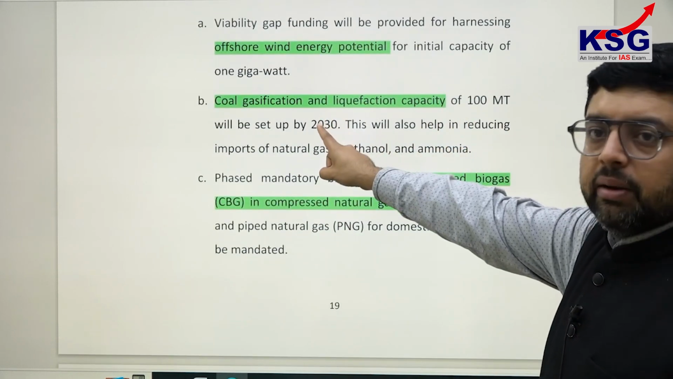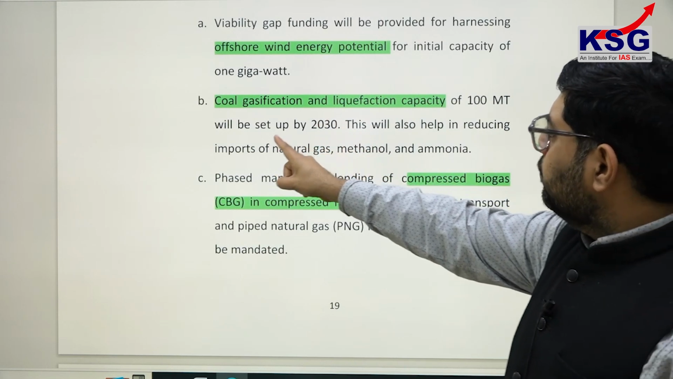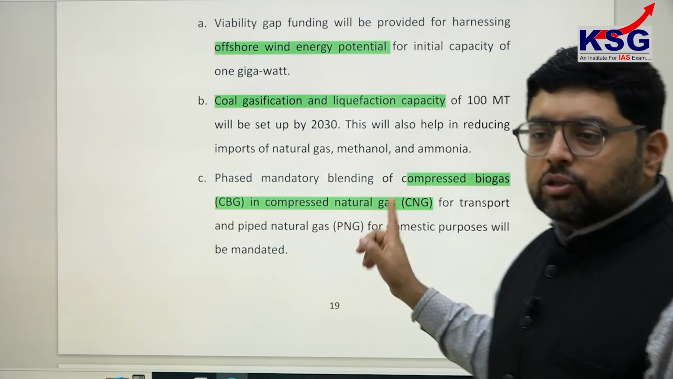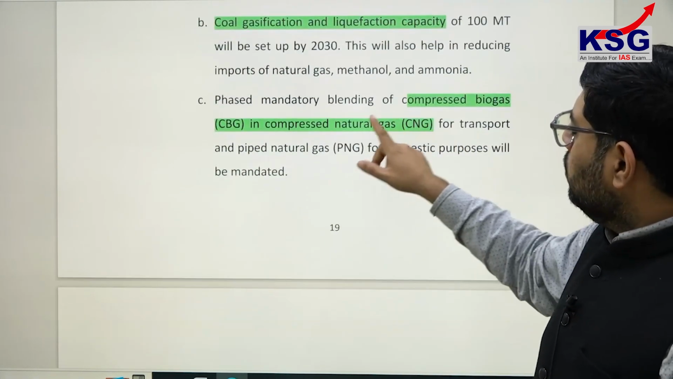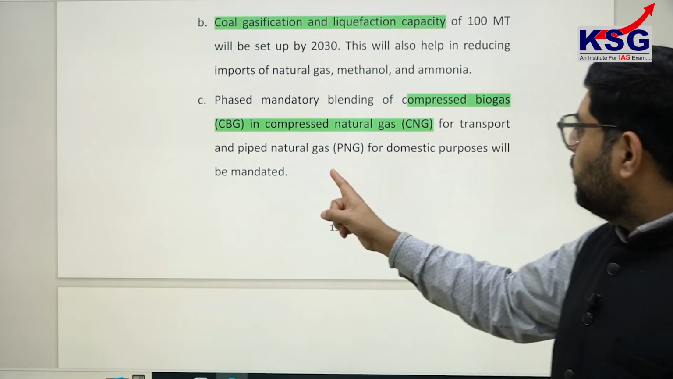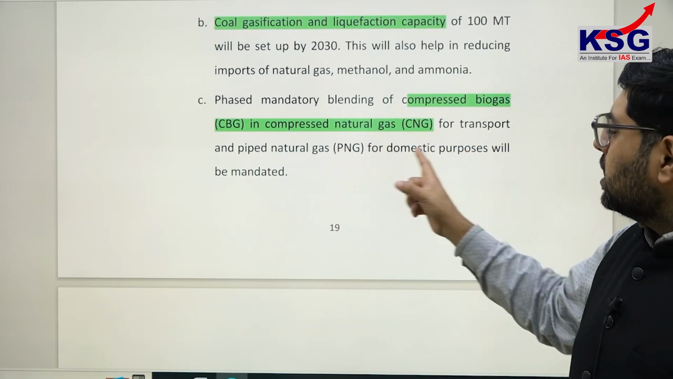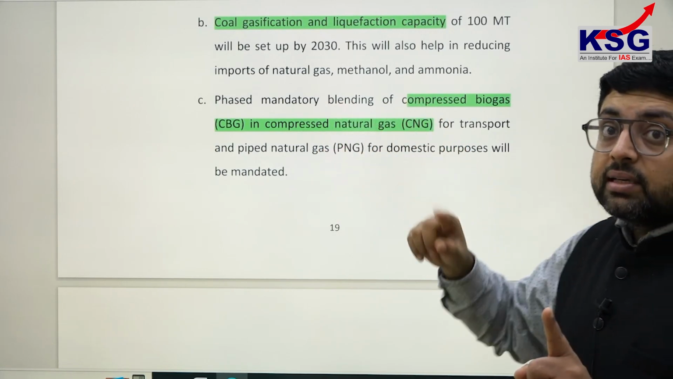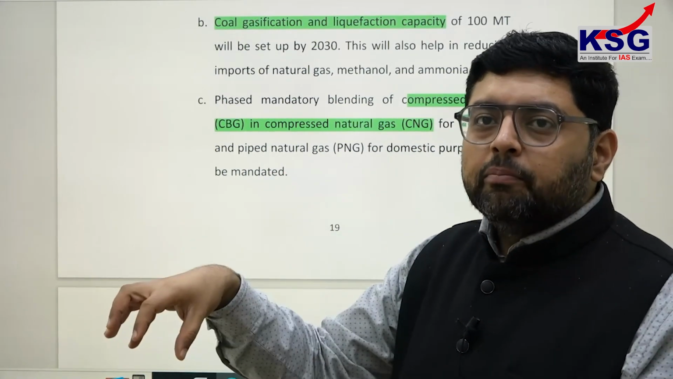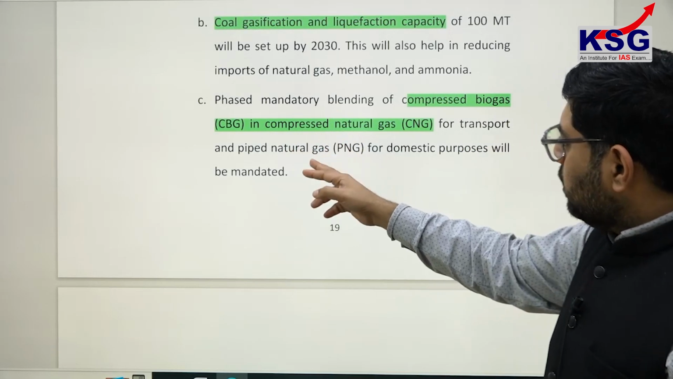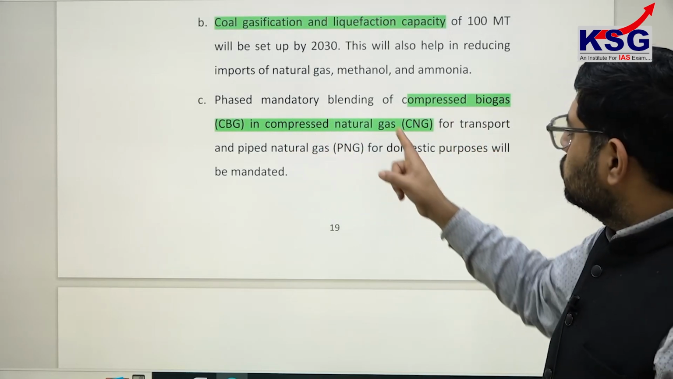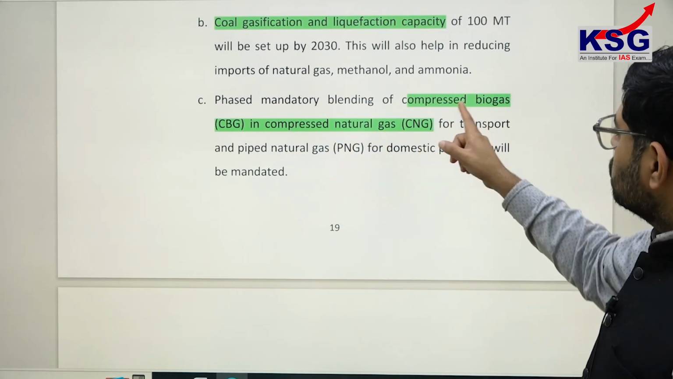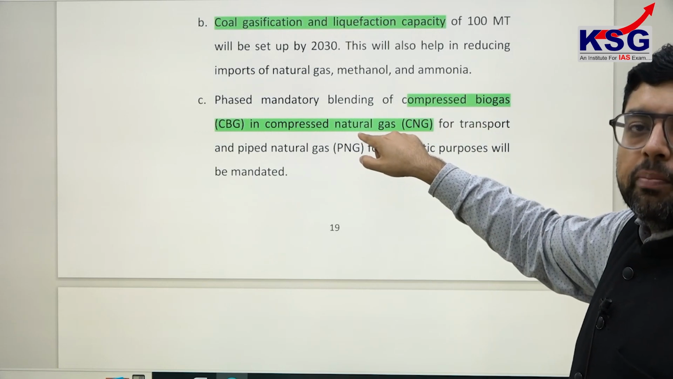Ultimately, when we are able to do it, the government itself says that it will help reduce the import of natural gas, methanol and ammonia. So this is what you have to remember. Again, we want the pipe connection, that is piped natural gas coming to your house, to have a blending, just like ethanol is mixed in petrol. Whatever PNG you are getting in your house should be blended with compressed biogas in compressed natural gas, CNG. So compressed biogas will be blended with CNG.